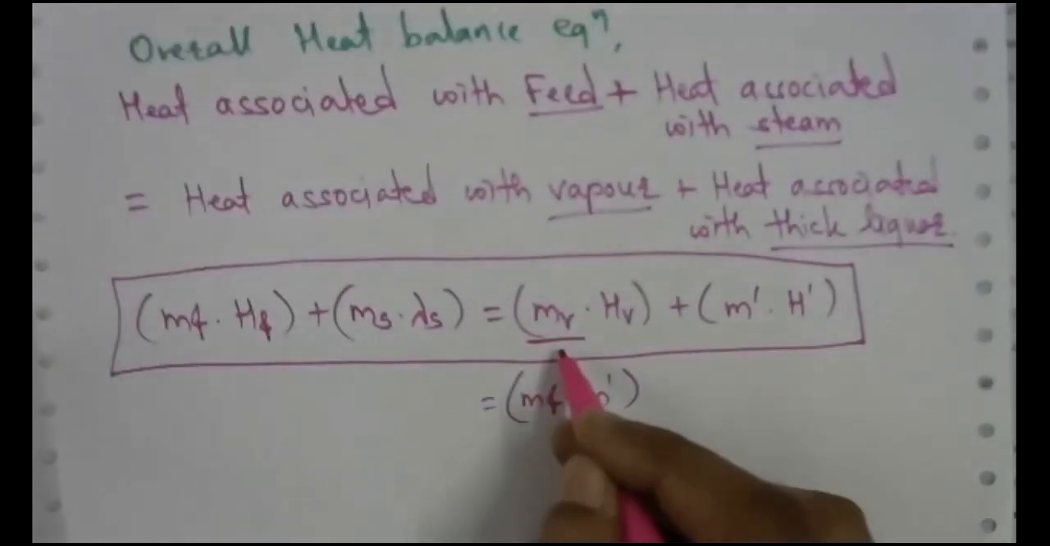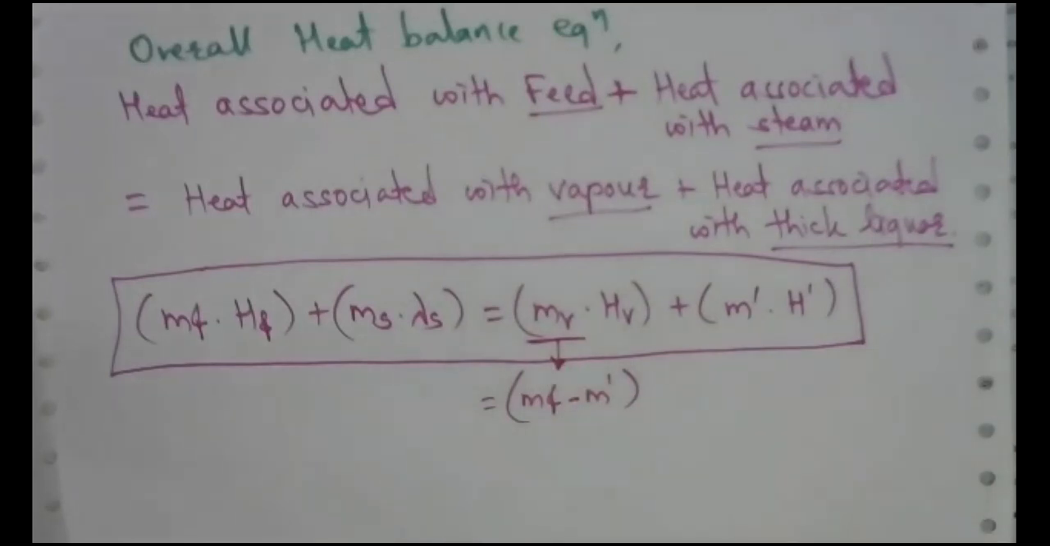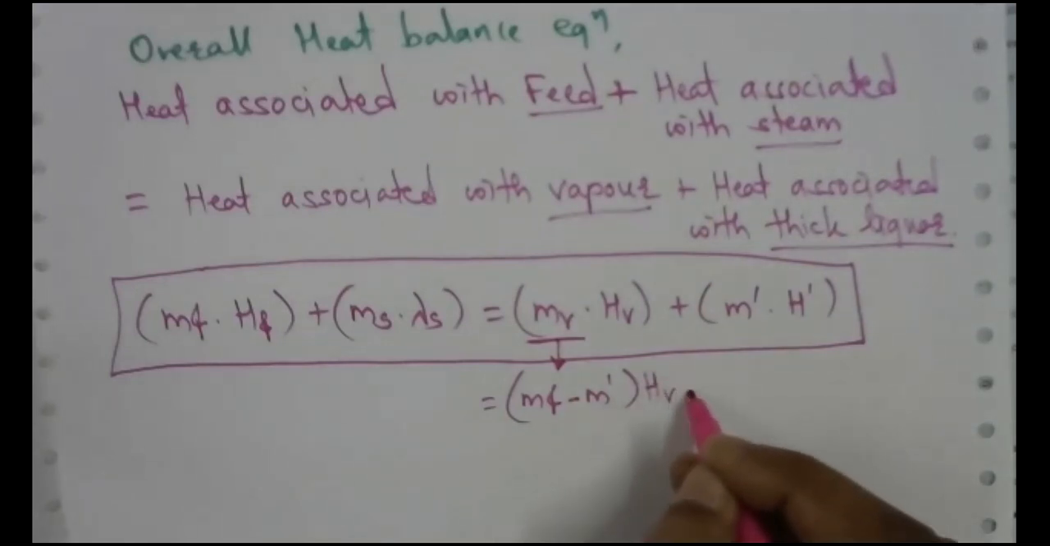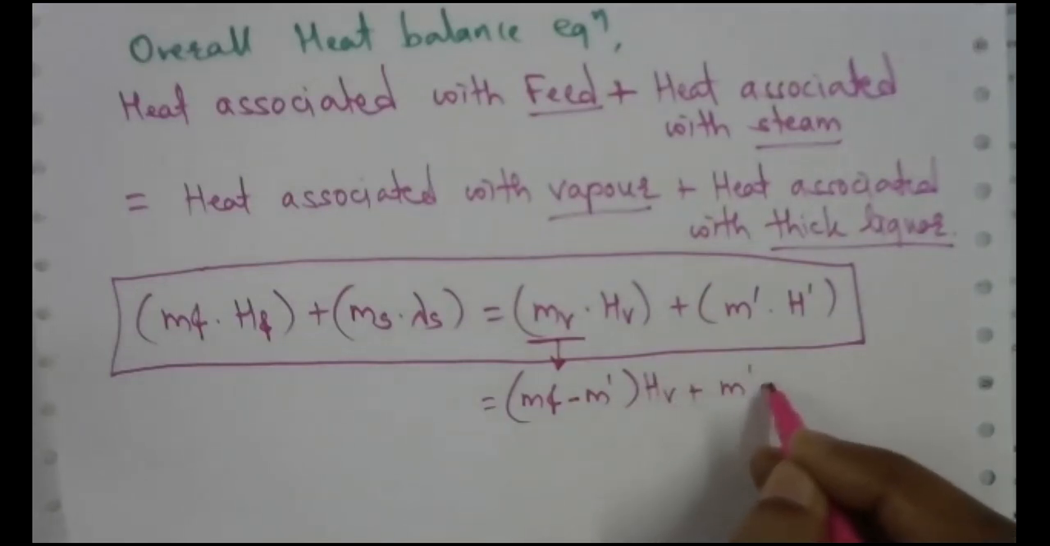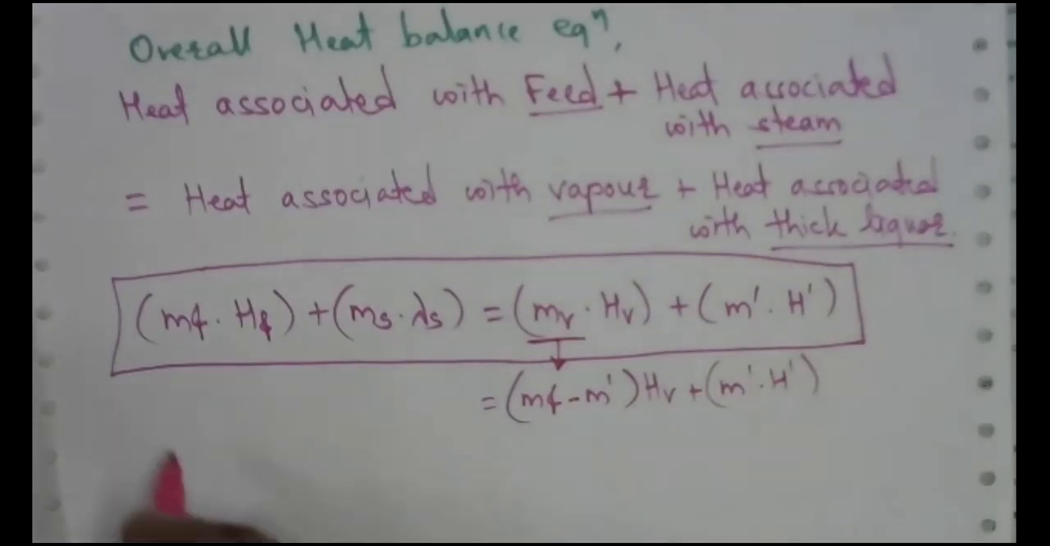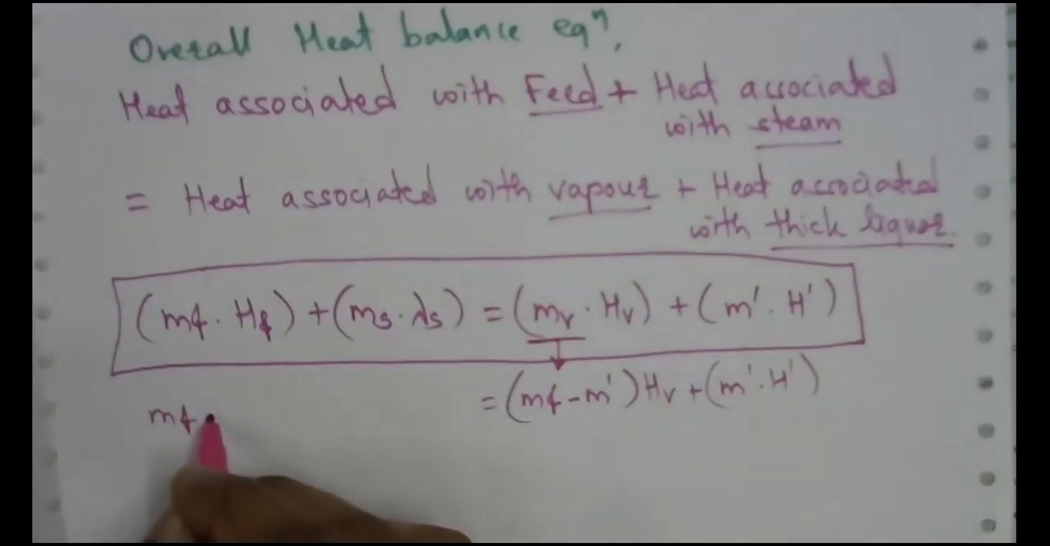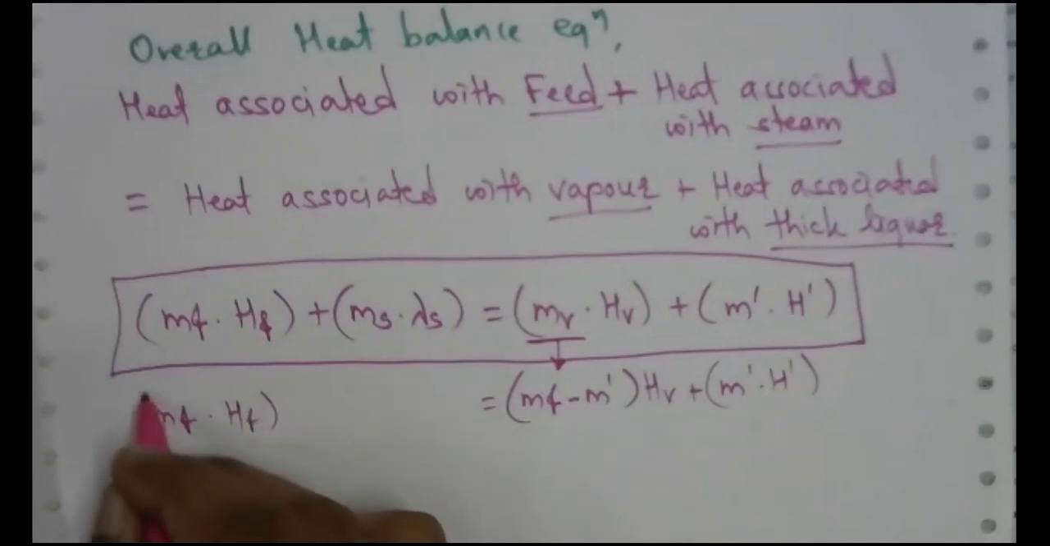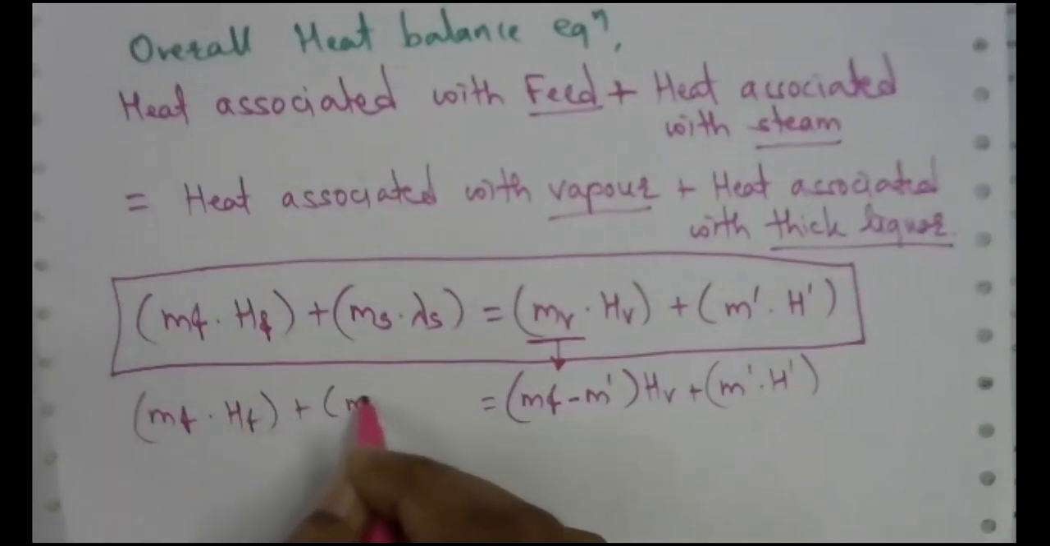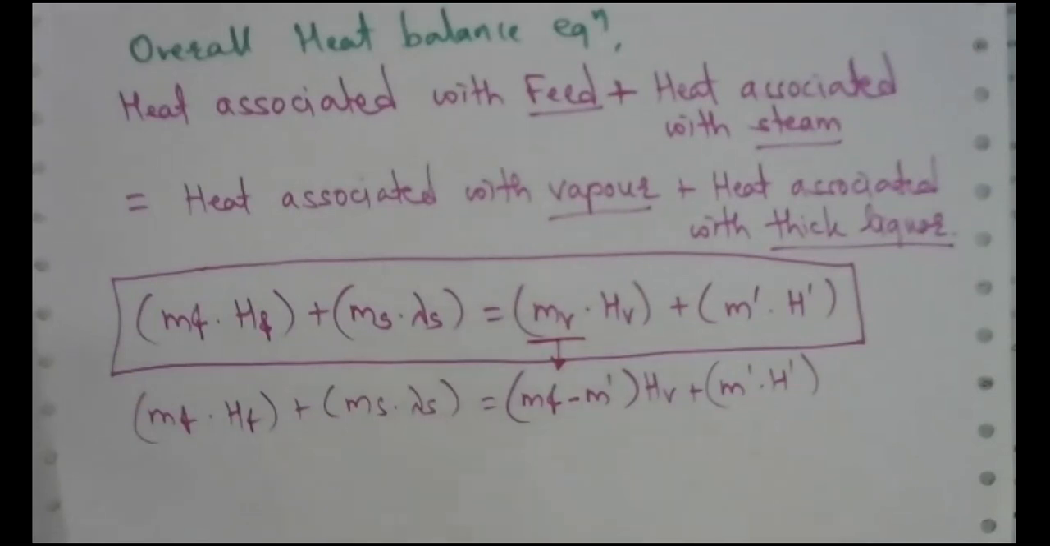So here we can replace mv with mf minus m dash. The remaining equation is one and the same. So it is only the replacement of the mass flow rate of vapor by the difference between the mass flow rate of feed and the mass flow rate of thick liquor.